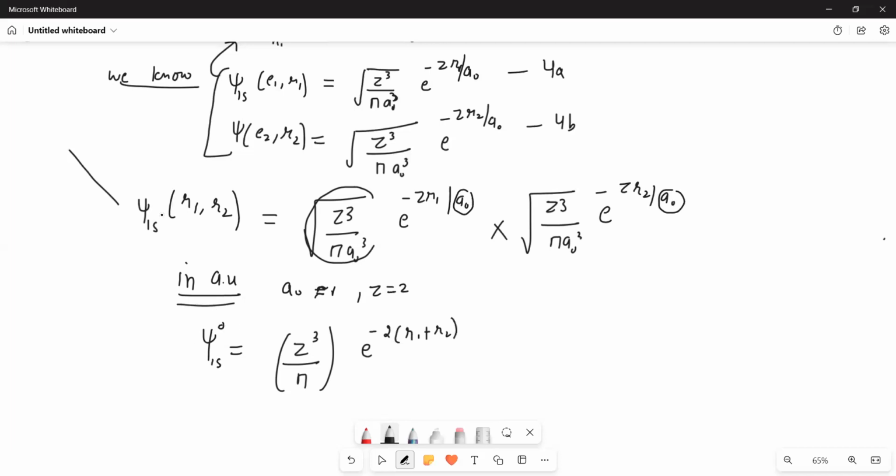Or you can write psi naught. Everywhere write psi naught. I hope this is clear. So the Hamiltonian we have found. We have also found our wave function.